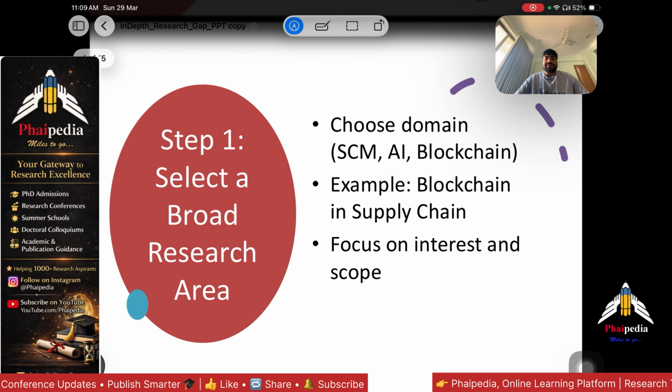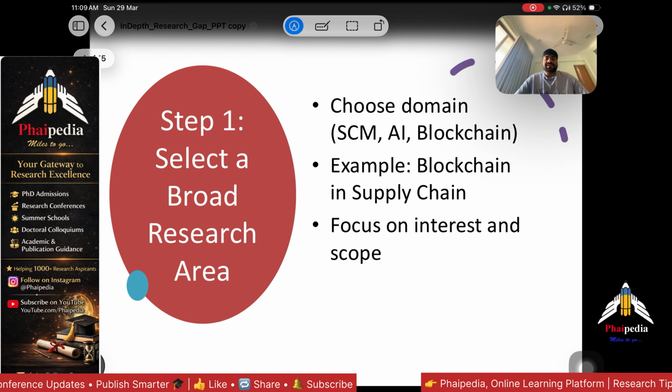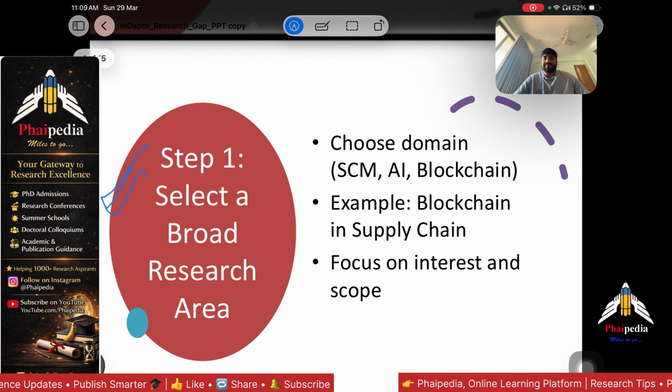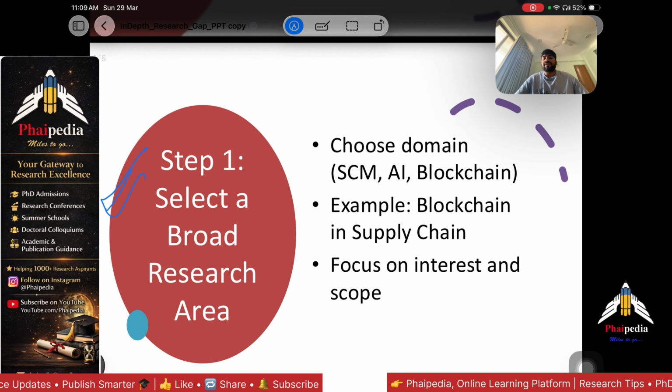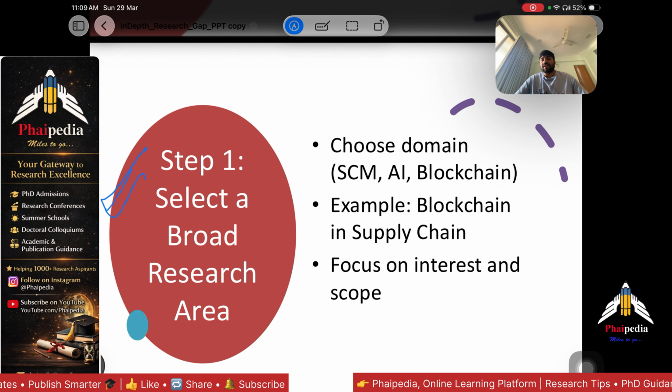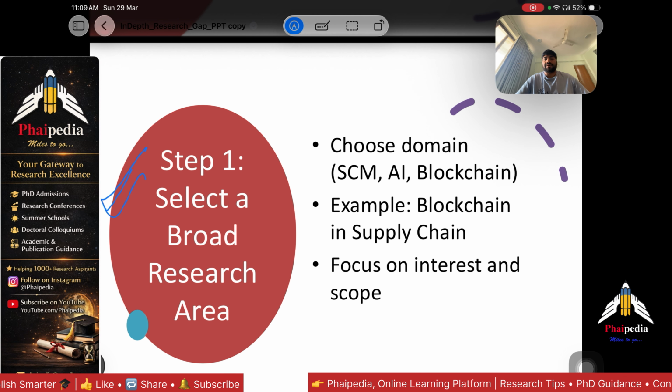So to find out the research gap, there are different steps. First step is to select a broad research area of your interest. In the previous video also we have discussed that for PhD the interest area is very important and also you should have basic knowledge about that particular area so that you can find out that this research area is aligning with your interest.